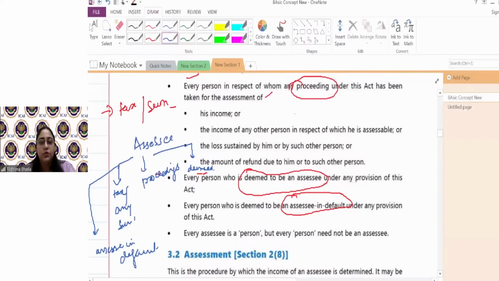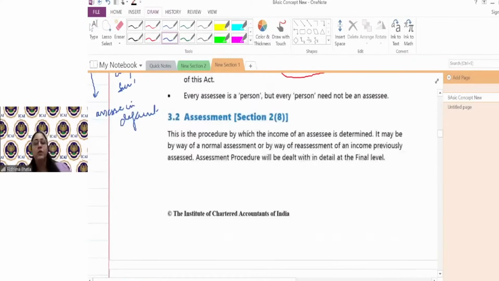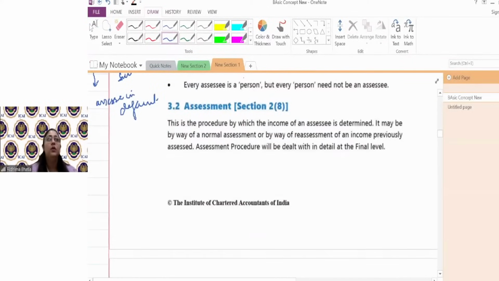यहाँ पे एक वर्ड शुरू हुआ था, every person in respect of whom any proceeding under this act has been taken for assessment. अब assessment क्या होता है? स्कूल में assessment होता था, we used to say assessment हो रहा है. Assessment क्या होता है?